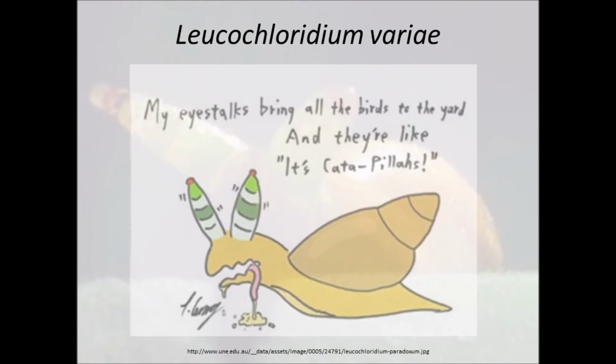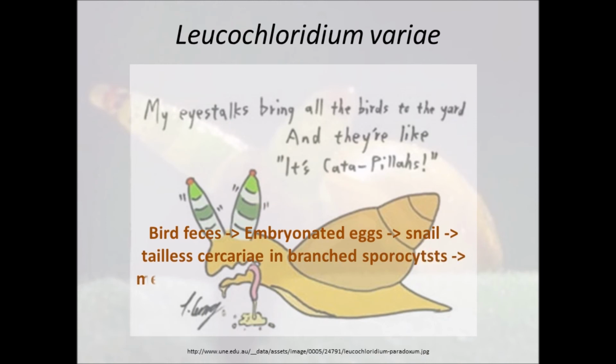Okay, so in short, the life cycle of Leucochloridium variae goes from the embryonated eggs in the bird feces, then the snail eats them and they develop into branched sporocysts, then into metacercaria, which encyst in the brood sac. That's the big colorful thing in the eye stalk. Then a warbler or another type of bird comes in and eats that brood sac, which then releases eggs which come out in the bird feces, which are then consumed by the snail, and everything starts all over again.